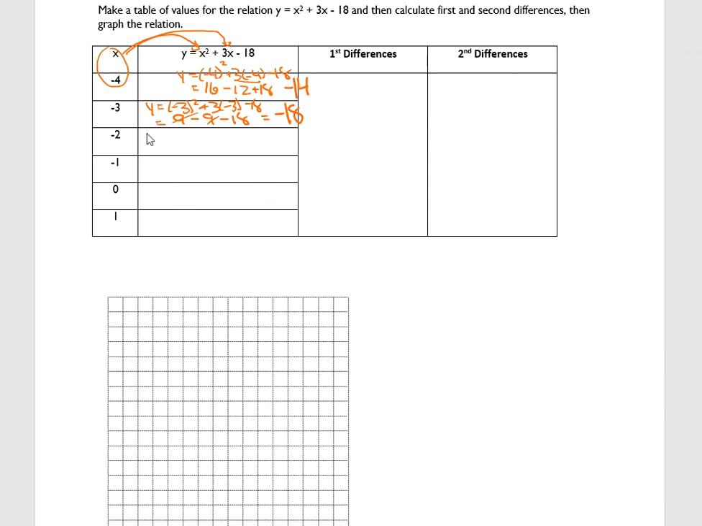-2. So I'll do one more with you and then get you to do the rest on your own. -2 squared plus 3 times -2 minus 18. That is 4 minus 6 minus 18. That's going to give us a -20.